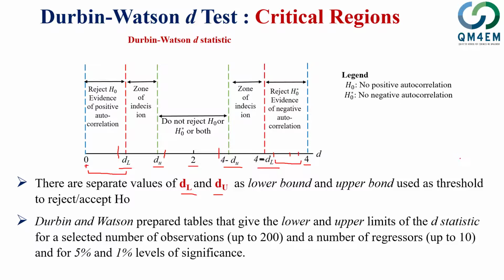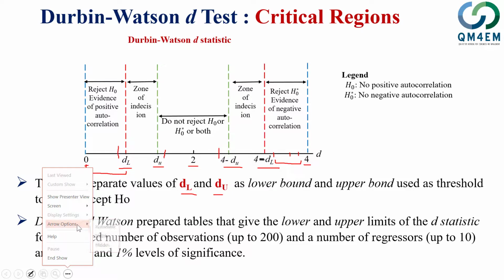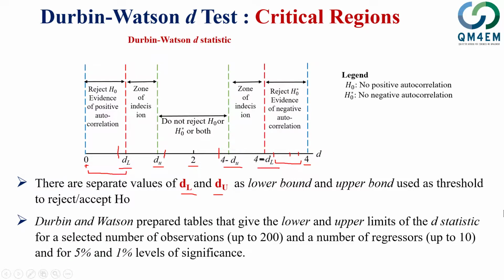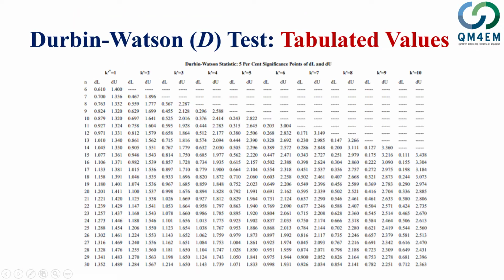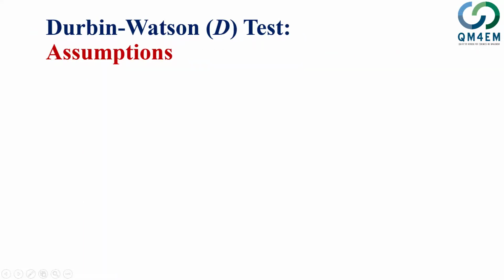Okay, so that was more or less the graphical representation of the critical region of the Durbin-Watson D statistic test. Now let me show you the table of the Durbin-Watson D statistic critical values. This is a small portion of the values they have estimated for the critical region of the D statistic value. Moving further, the Durbin-Watson D statistic method is based on a number of assumptions, and this test is good only if these assumptions are met.